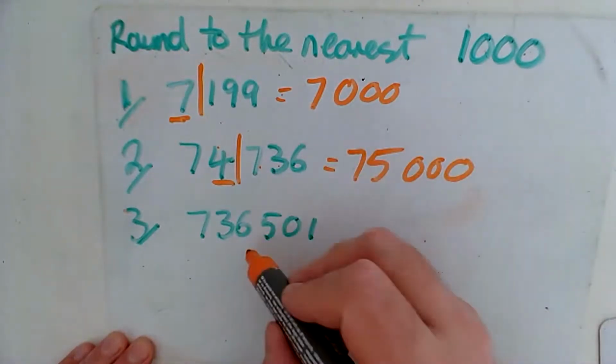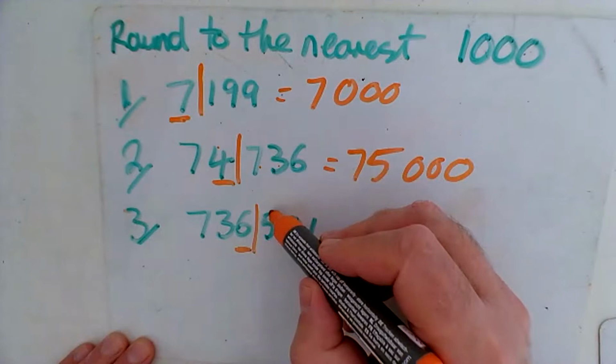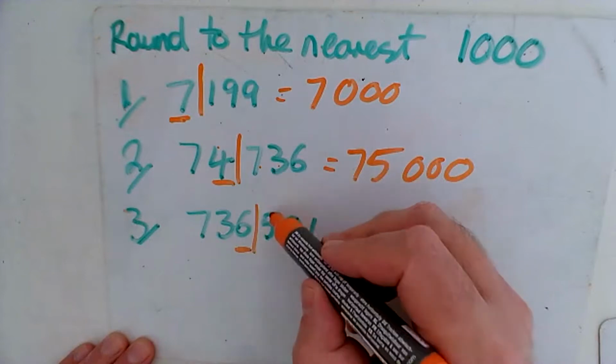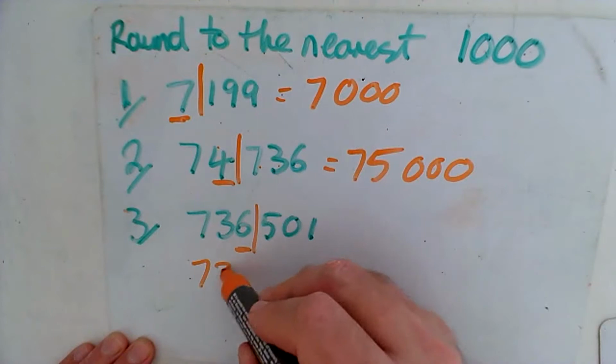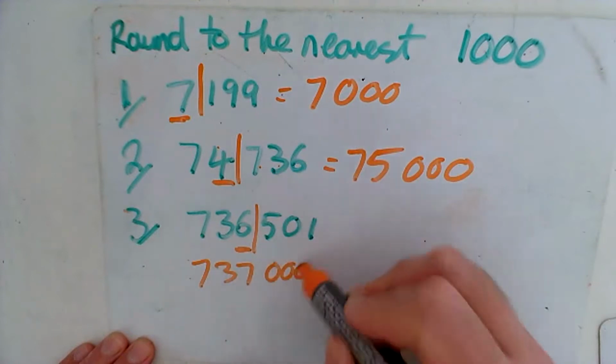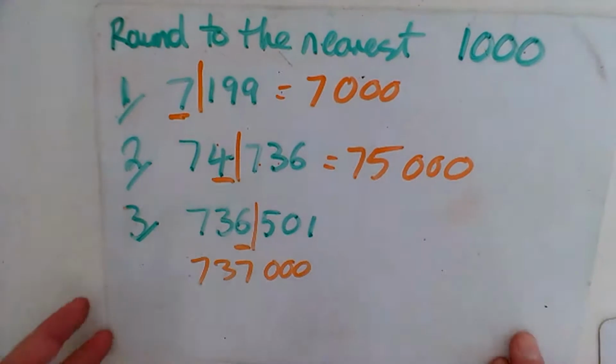Okay, same here. Nearest thousand there. Draw my line. This is a 5, so yes, 5 and above does affect that, so it becomes a 7. Let's do this one underneath: 7, 3, 7, 0, 0, 0. Mark those quickly. Should be no problem at all with those.